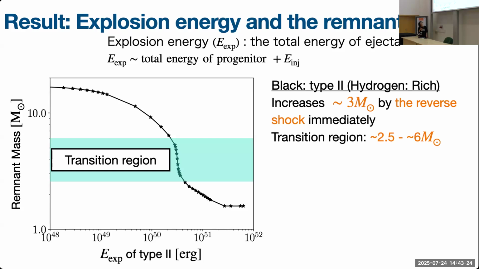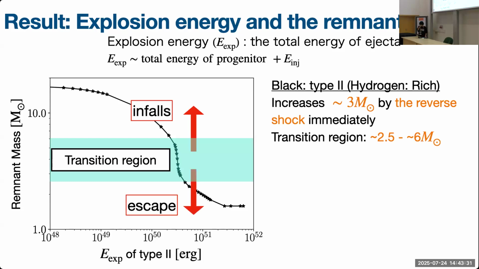And it ranges from 2.5 solar masses to 6 solar masses. So above this transition region, the reverse shock is enforced completely. But below this transition region, the reverse shock escaped from the gravity of the central compact object.